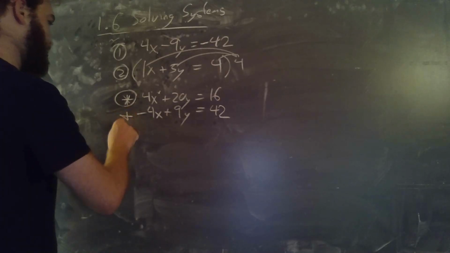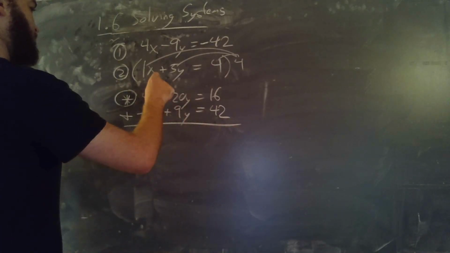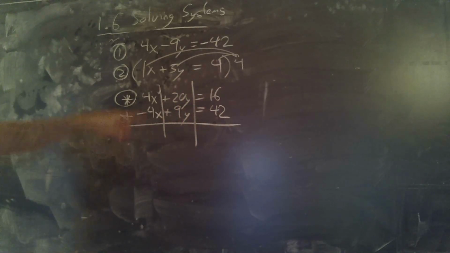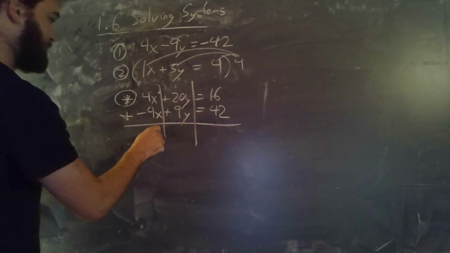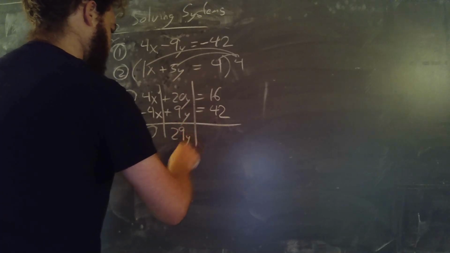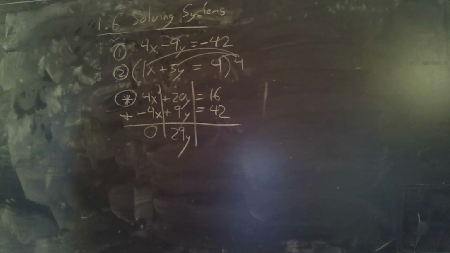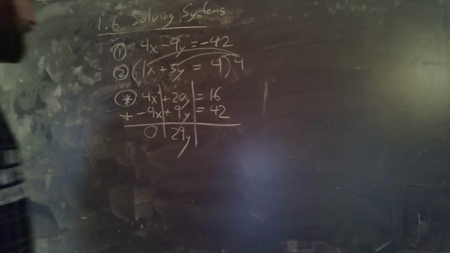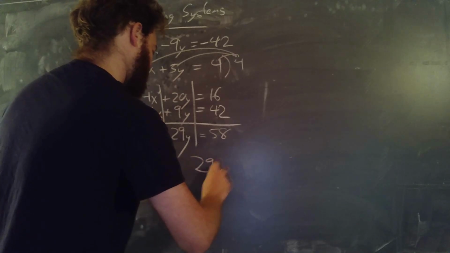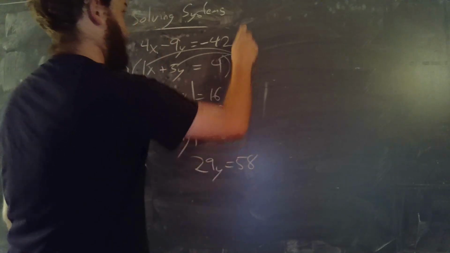Then this is one giant addition problem, and it's technically 1, 2, 3 separate addition problems. 4x plus negative 4x makes 0. 20y plus 9y makes 29y. 16 plus 42 makes 58. All right, so this is 58. So we actually have the equation 29y equal to 58.